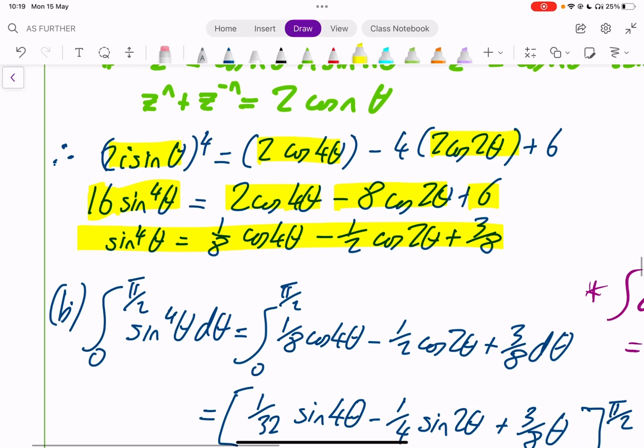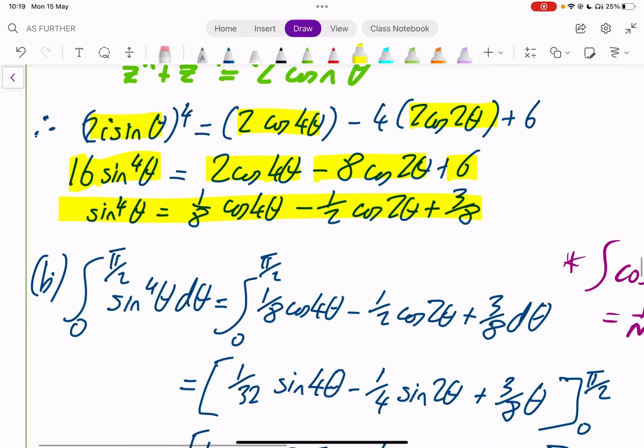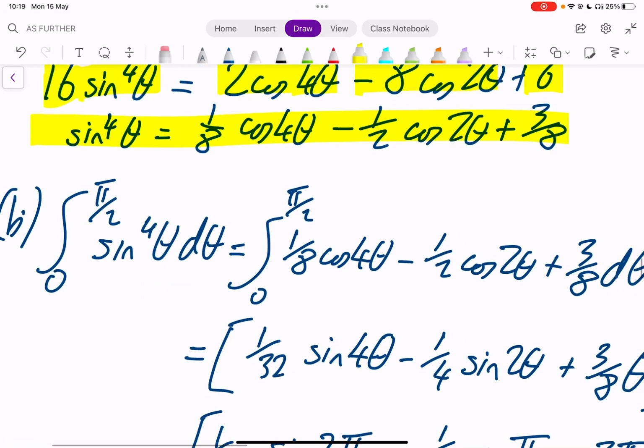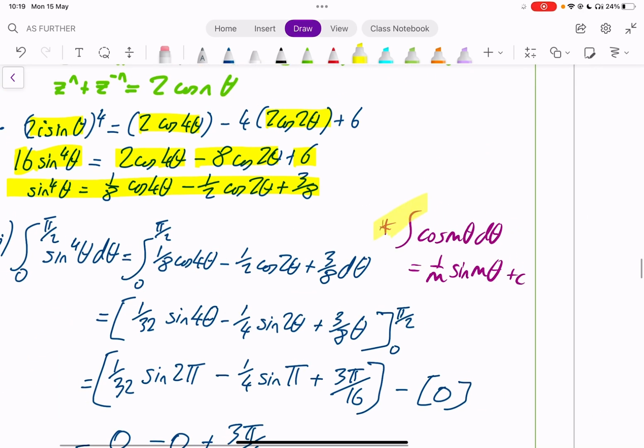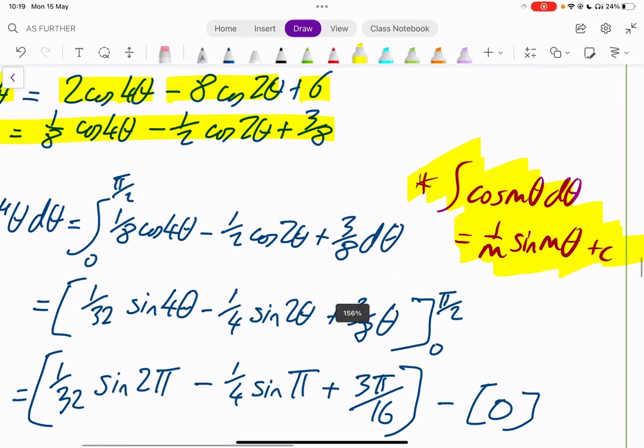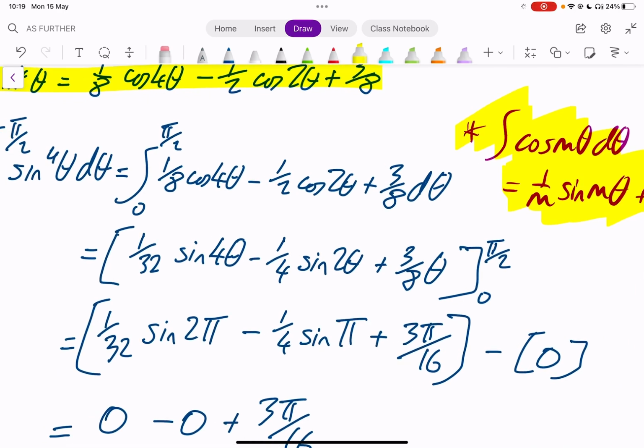The next part is you had to integrate this. It says hence integrate that, so you must use what you've done before. You rewrite your sine to the power 4 of theta as 1 over 8 cos 4 theta minus a half cos 2 theta plus 3 over 8, and integrate that with respect to theta. Remember, this is how you integrate cos m theta: you get 1 over m sine m theta. So when you integrate that, you'll have 1 over 32 sine 4 theta minus 1 quarter sine 2 theta plus 3 over 8 times theta. And remember, your limits are 0 and pi over 2.